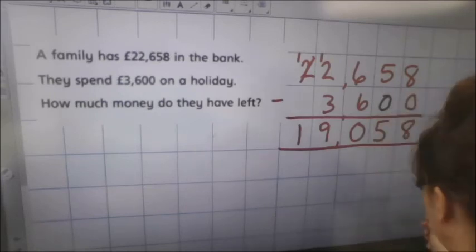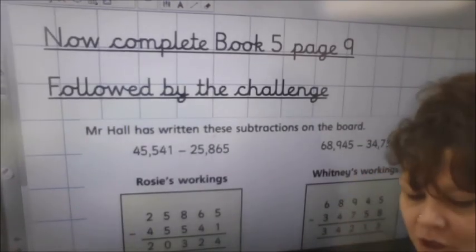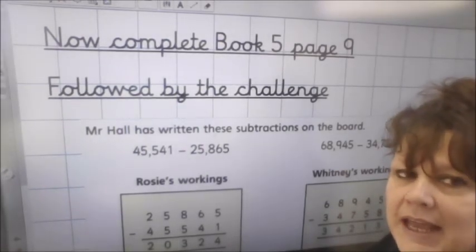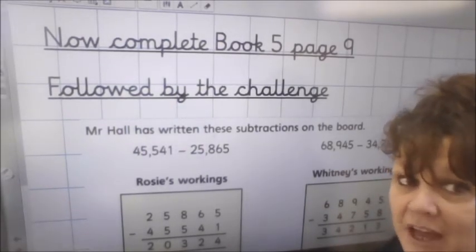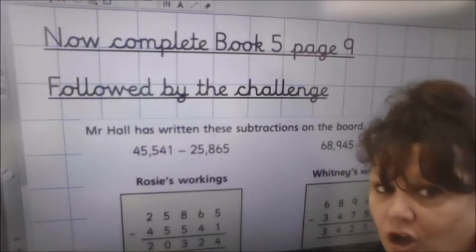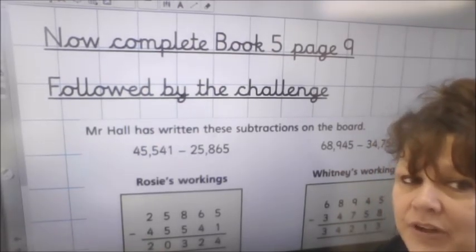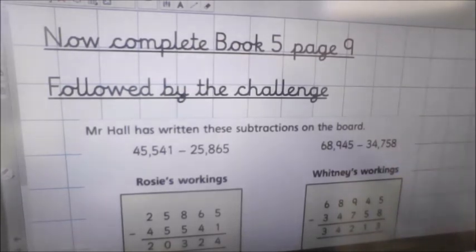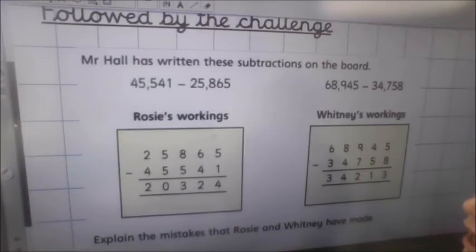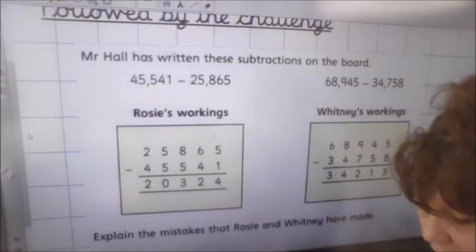Okay, let's have a little look at what I want you to do today then. So you are going to do page 9 in your booklet, book 5, page 9, and you're going to do all of the questions that are there. You're going to do the whole page today, and then you're going to have a little look at this challenge. Because you're doing lots of maths on your page today, I've just given you this one little question for your challenge.